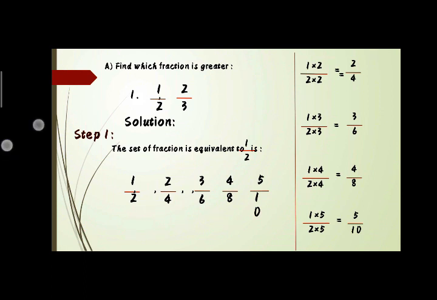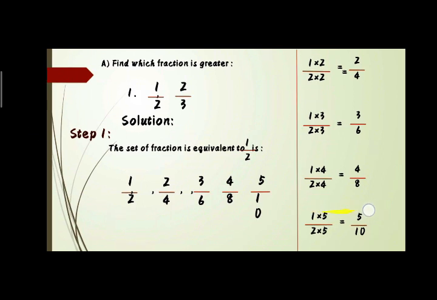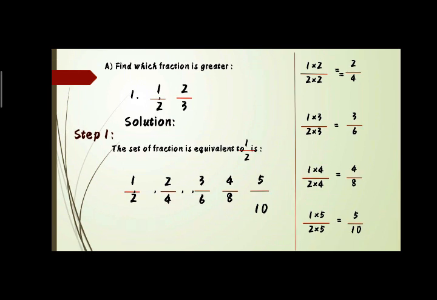Write the fraction 1 upon 2 in your rough column, and recall your memory of getting the equivalent fraction. Multiply the numerator and denominator by the same number. 1 upon 2, multiply by 2; multiply by 3, same multiplier; multiply by 4, same multiplier; the multiplier is 5. Now see in your book on page number 38, exercise number 4.6 and question A.